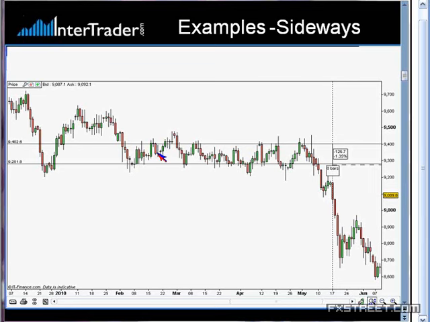But what we need to do is put in our two parallel lines, and then identify when we break back into them. That's a good point to look for equilibrium or to look for the lower end. So we sell the points of resistance and then buy the points of support. It's as simple as that when you're looking at trend trading.